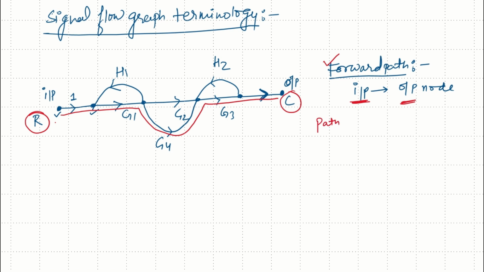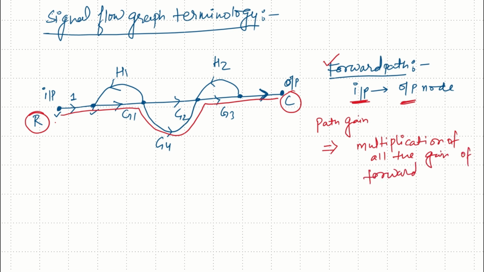So what exactly is the path gain? Path gain is the multiplication of all the gains of the forward path. So if I consider this path represented by the red line, the path gain in this case will be G1, G4, G3. So this is path 1.